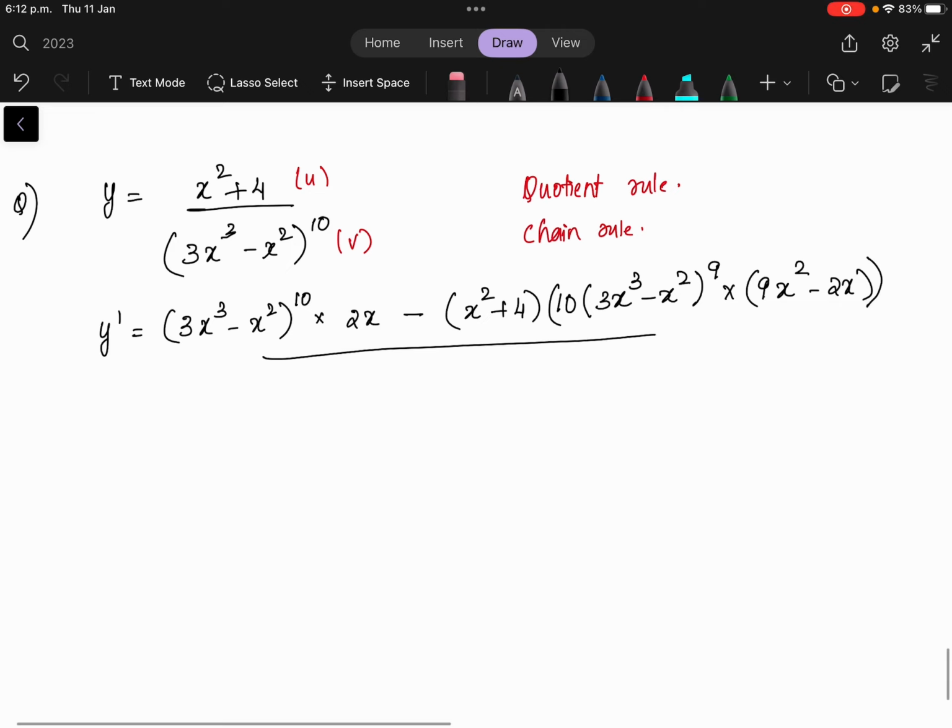Now this quotient rule is not complete, so I have to put the denominator, which is (3x cube minus x square) to the power of 20. Now I'm going to simplify this.